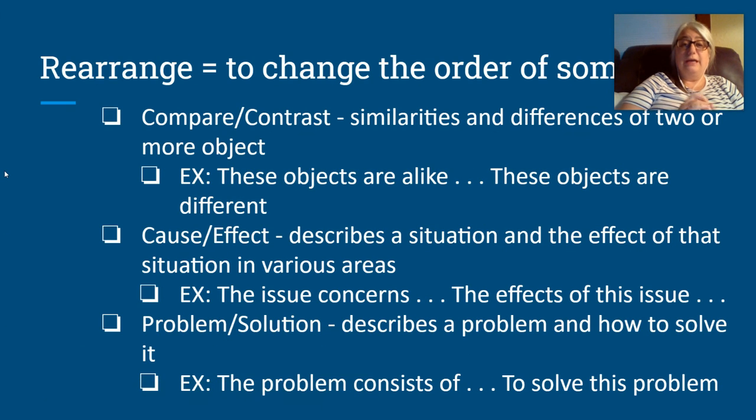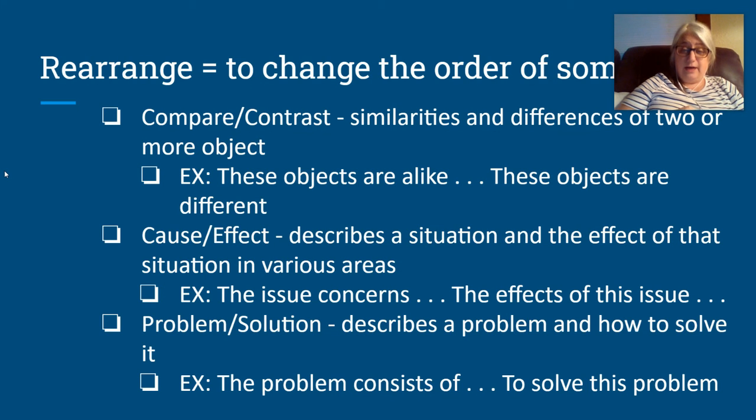If you're comparing and contrasting similarities and differences of two or more objects, make sure you have all your similarities and then all your differences. That might be one way you order it. You might have similarities and differences in one particular area, then in the next area, then in the next area. That might be another way you can do it too.